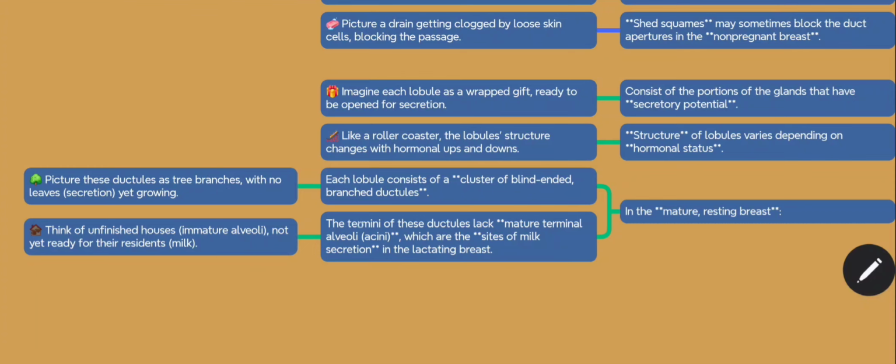The termini of these ductules lack mature terminal alveoli, those are acini, which are the sites of milk secretion. So in the mature resting breast, they lack the acini. So when they lack acini, they can't produce milk. So it's like an unfinished business.